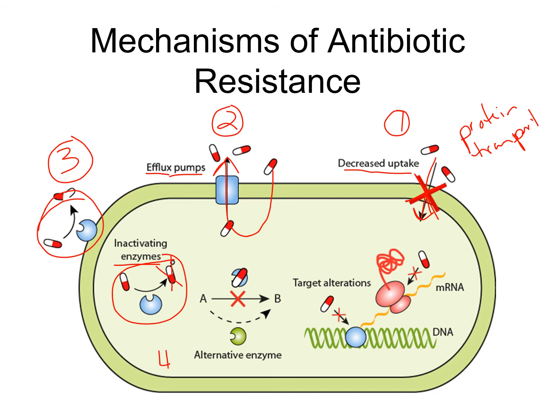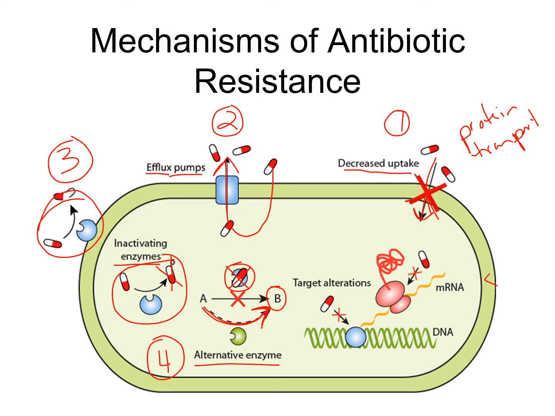The fourth method of resistance to antibiotics is to use an alternate enzyme. So if the antibiotic has an effect on a particular enzyme and inactivates the enzyme, then the bacteria can use an alternate pathway to produce that end product that it needs. So in this case, the antibiotic is still functional, but the bacteria can use an alternate biochemical pathway to get to the end product that is desired.